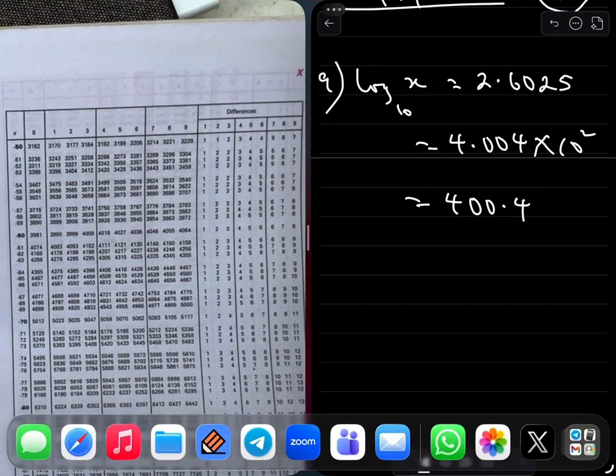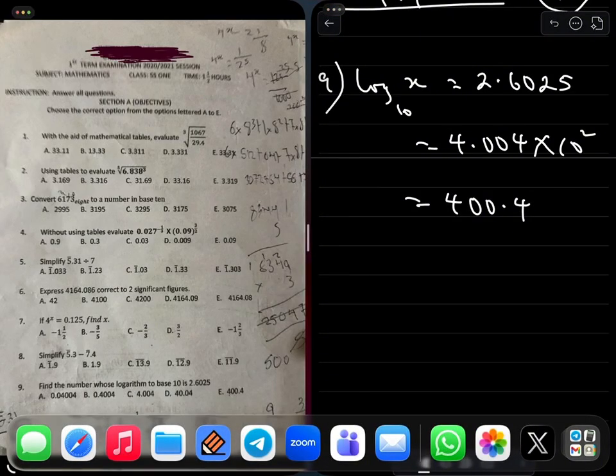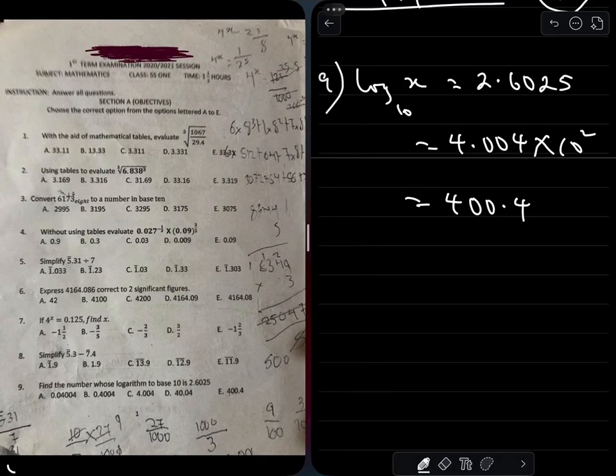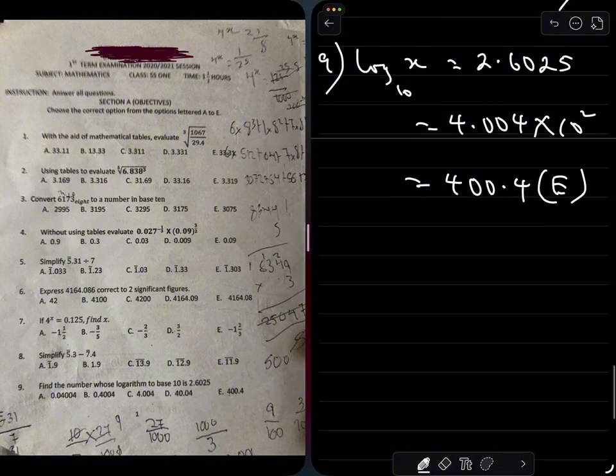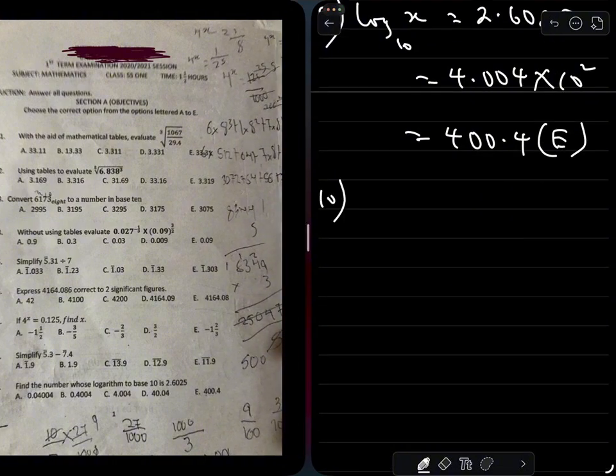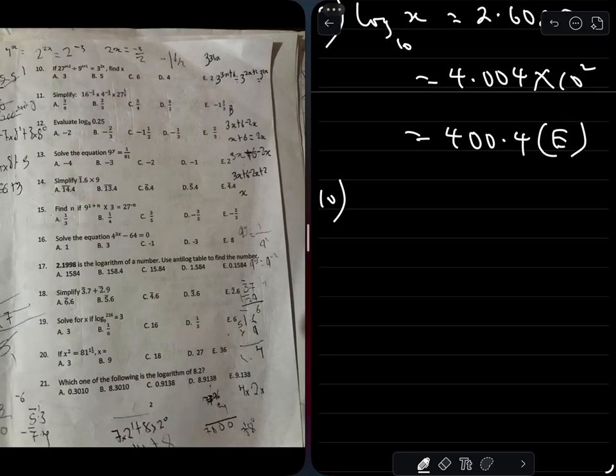So let's go back to the questions and see the option that matches that. That's number 9. What's the option that matches that? Number 9. The option that matches is E. Beautiful. Now to the next one, which is number 10. That's here, number 10. Let's go.